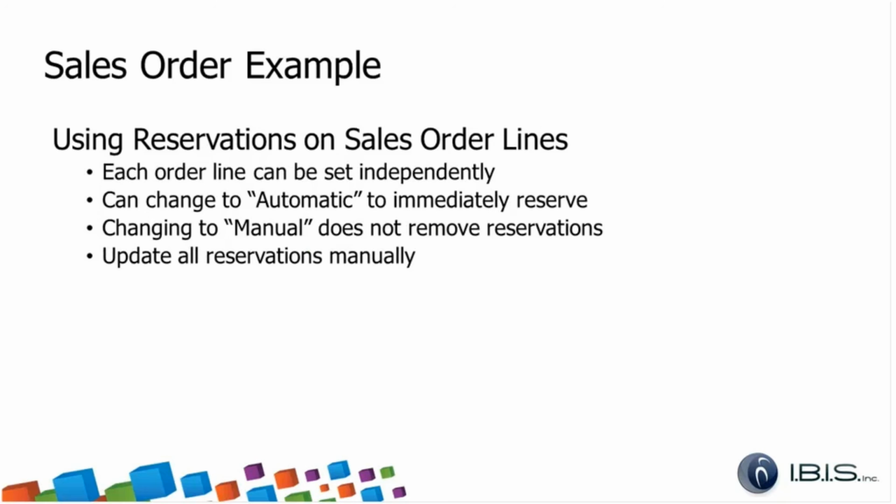As mentioned before, each line can have a different reservation value, and just like the header, you can change the value from manual to automatic on the lines, and the reservation will be created for the sales line once it's saved. And also, like the header, changing the value from automatic to manual will not remove the reservation if one already exists. It's from the sales lines that all reservations can be updated manually. We'll see this process later on, but the function for updating these is from each sales line under the inventory button and the reservations option.